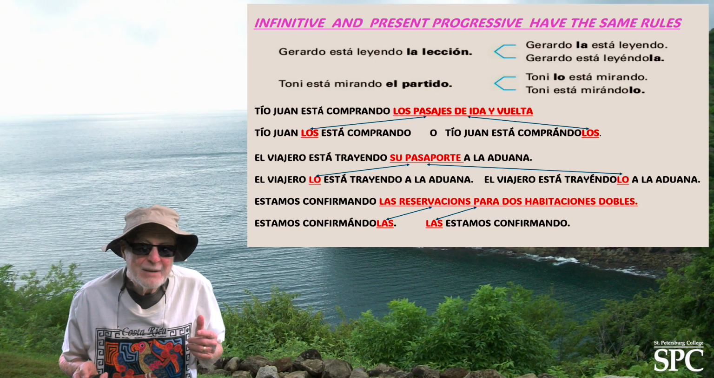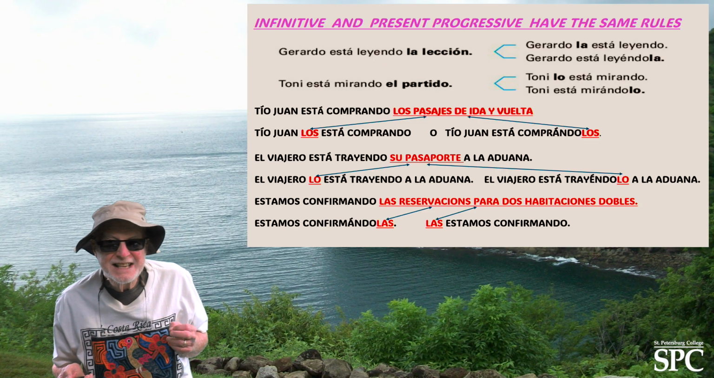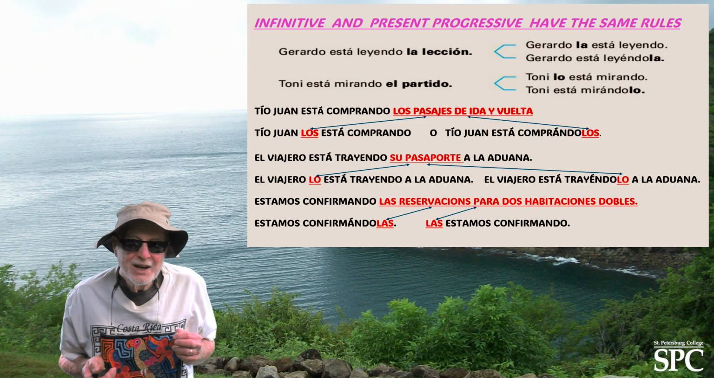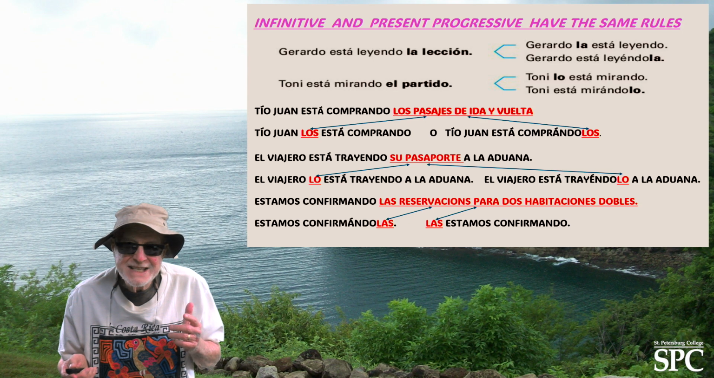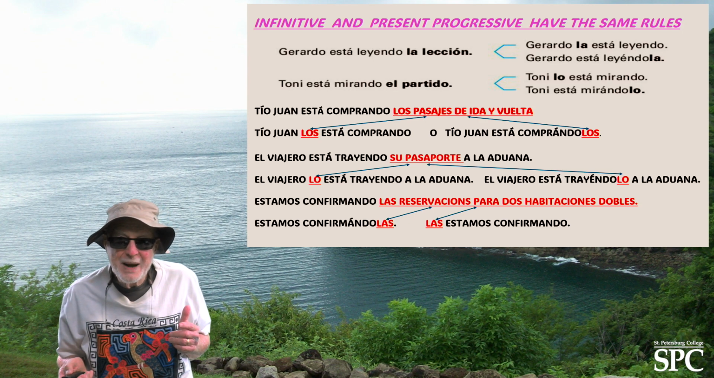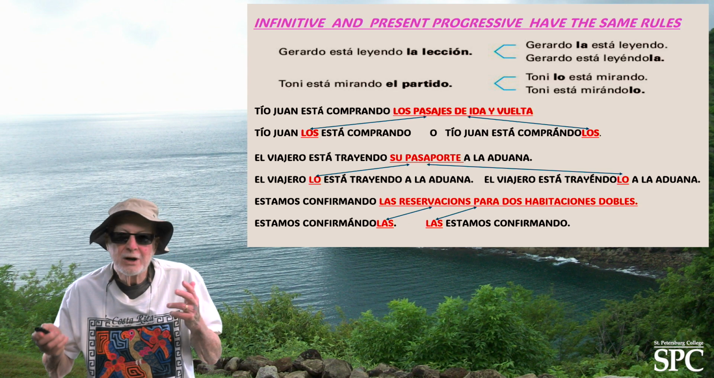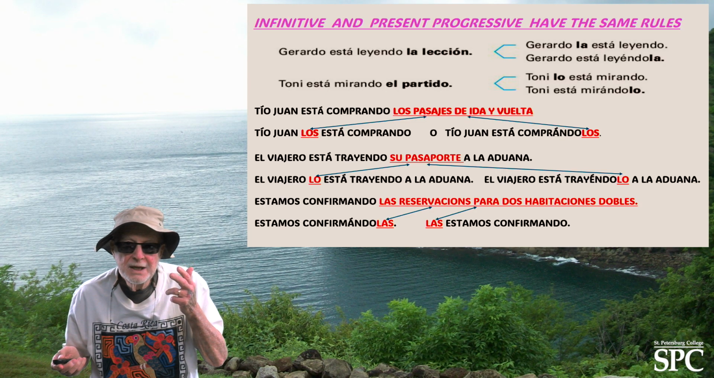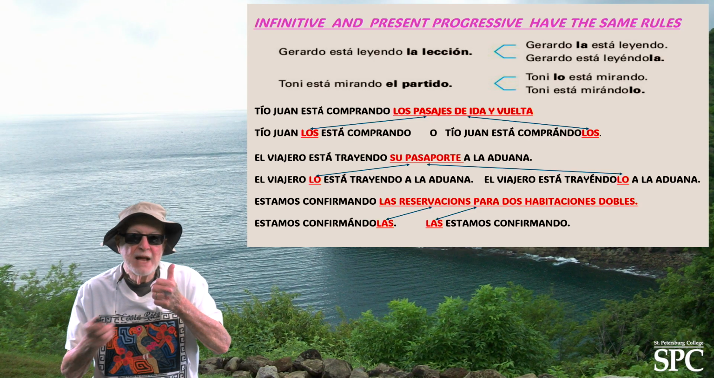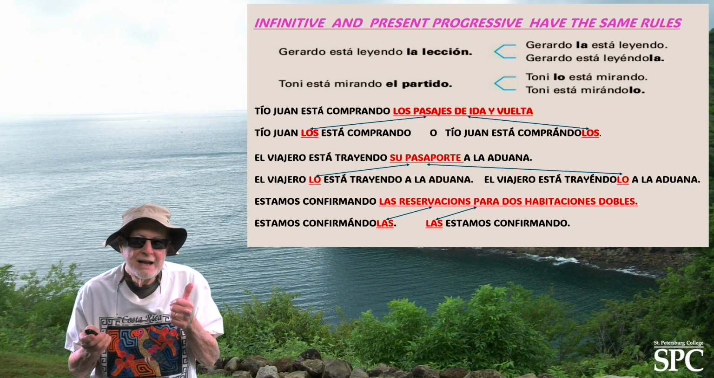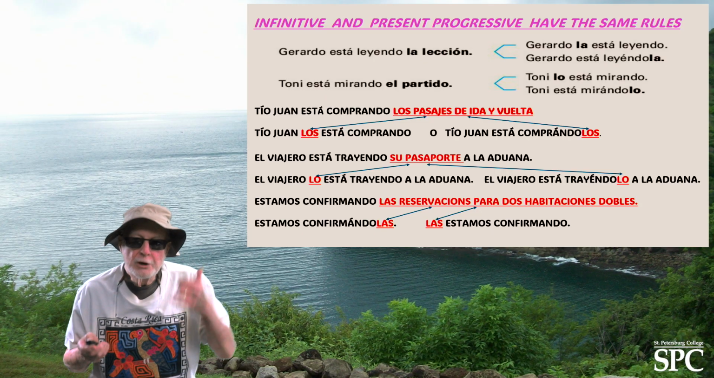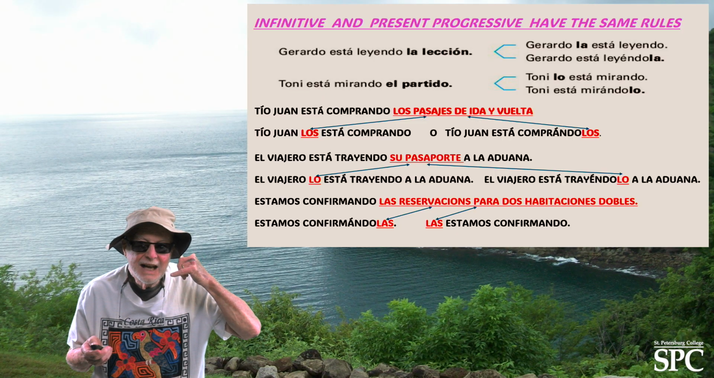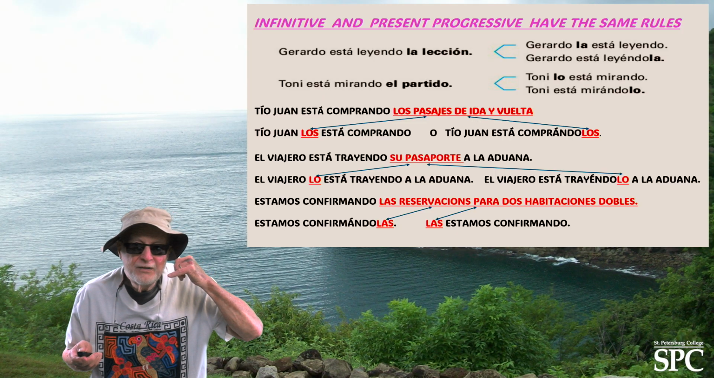Finally, estamos confirmando las reservaciones para dos habitaciones dobles. Well, you look at the whole thing in red there. What is that? Las reservaciones para dos habitaciones dobles. That's the reservations for 2 double rooms. That's a whole idea. That's a whole concept. That's just being replaced. So you're on the phone with the clerk at the hotel, el empleado en el hotel, and you're saying, estamos confirmándolas.